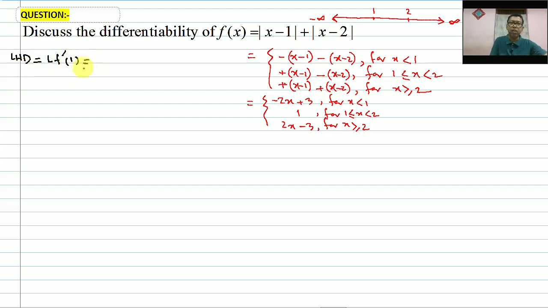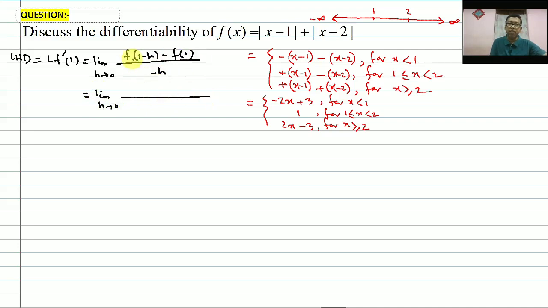So we know the definition; we discussed everything last day. Limit h tends to 0, f of 1 minus h minus f of 1 upon, this is negative h according to the definition. Obviously you can say 1 minus h minus 1, so 1 is cancelled, minus h, and limit h tends to 0.